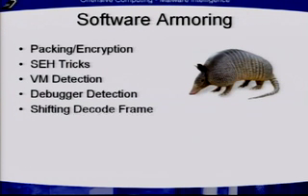So these are the main techniques that you commonly see both legitimate software and malware using to protect itself from being reverse engineered. The first most common is called packing or encryption. This is where they obfuscate the binary. We'll go into detail on each one. There's SEH tricks, virtual machine detection, debugger detection, and something called shifting decode frame.